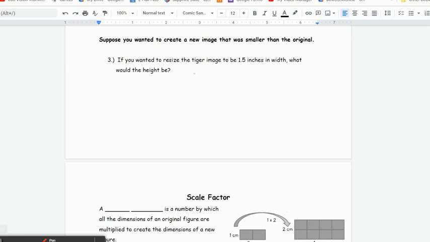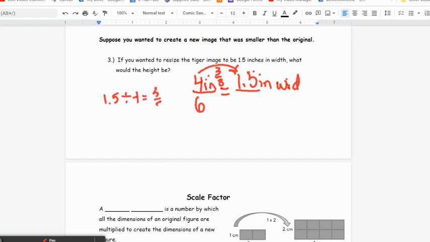Now we're going from the original, which was 4 inches in width and 6 inches in height, and we're scaling that down to 1.5 inches in width. Here's the width on the top here. Then what would the new height be? Now when I'm scaling down, what am I multiplying 4 by to get 1.5? I would have to divide to find that scale factor, and I get 3/8. So I'm multiplying 4 times 3/8 to get 1.5, because 1.5 divided by 4 is 3/8. And then I would multiply 6 times 3/8.